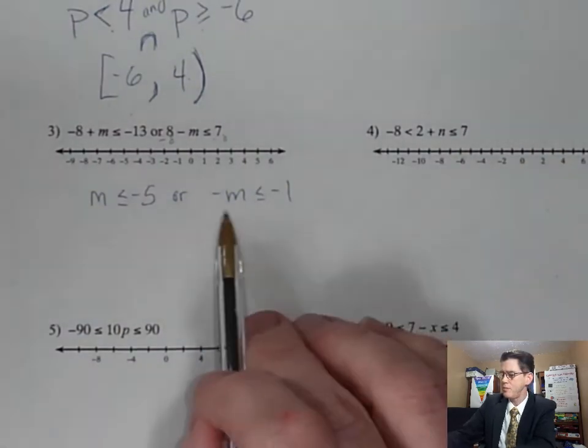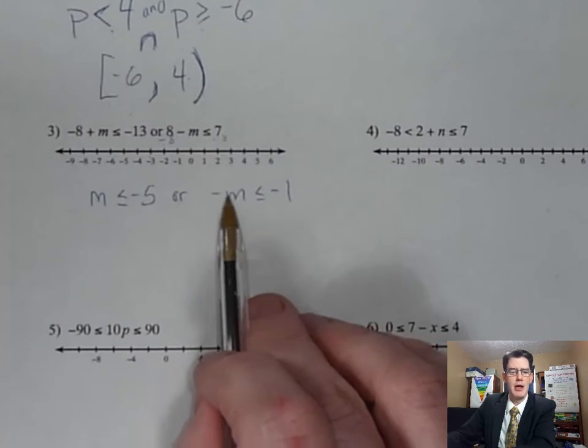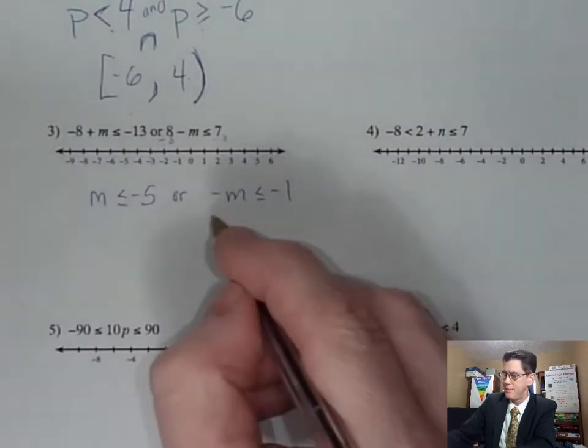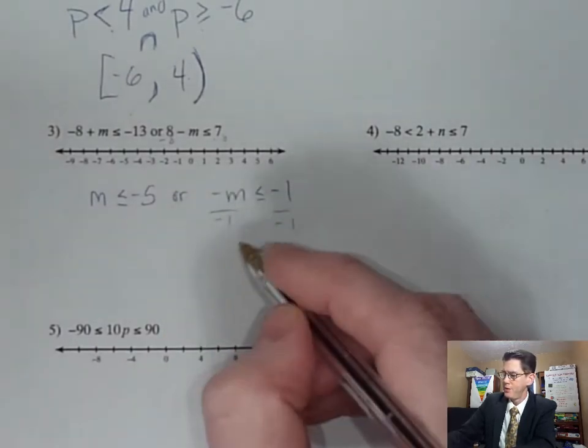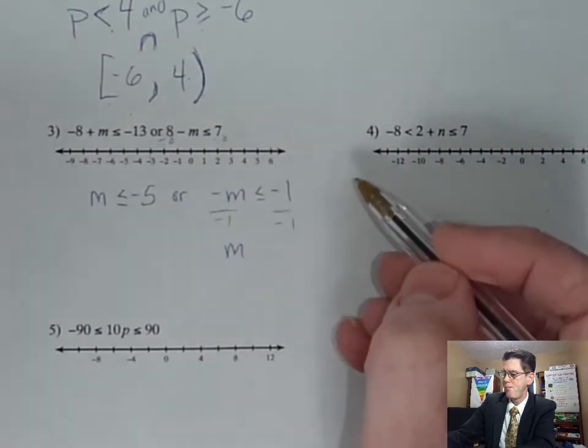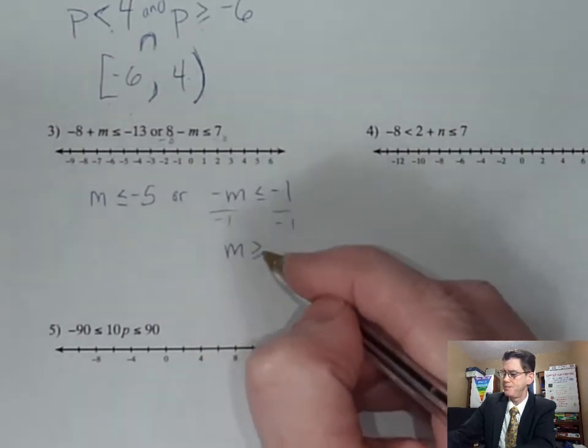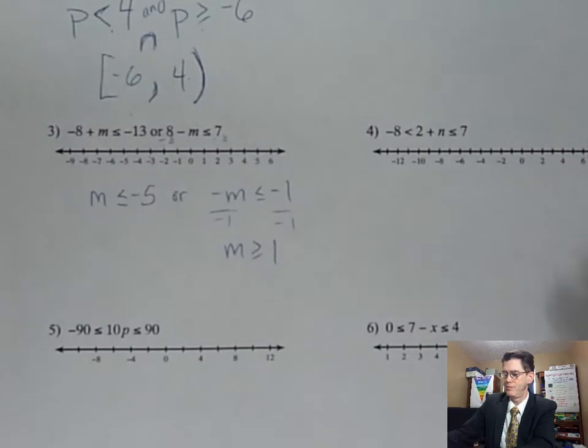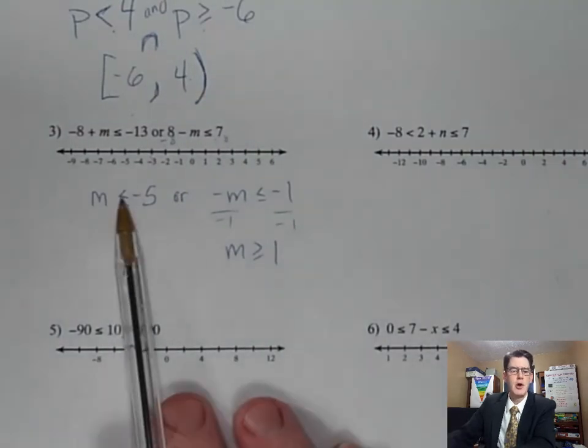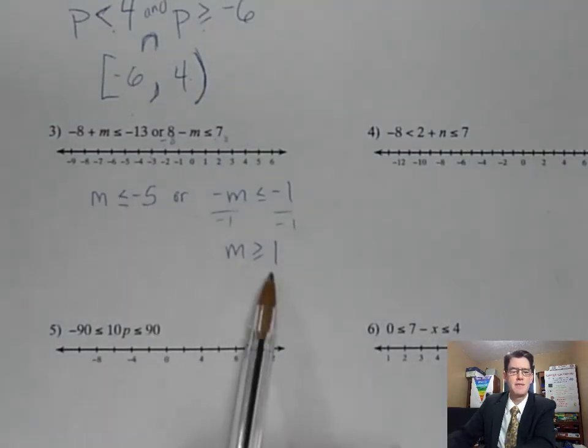-1. And then to get that -1, we don't write the 1, we're lazy. To get that -1 off, we divide by -1, which leaves us with m. Flip the inequality, greater than or equal to 1. There we go. So it has to satisfy that, or it has to satisfy that. I've solved it.